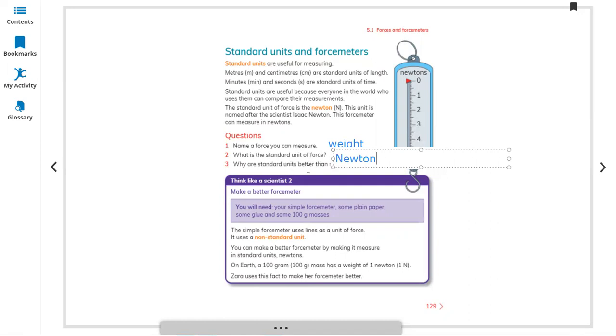Why are standard units better than non-standard units? The standard unit is better than the non-standard unit because standard measurements make it easier to compare your measurement with other people's measurements. So that's why we use standard units. For example, I'm applying a force of 10 Newton, and someone else is applying a force of 20 Newton. So for comparison, it's also better. So you can write here.